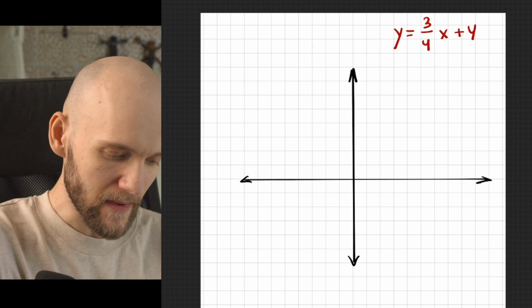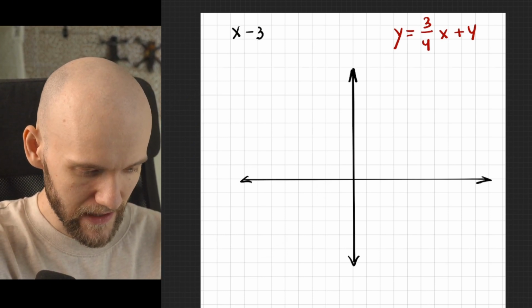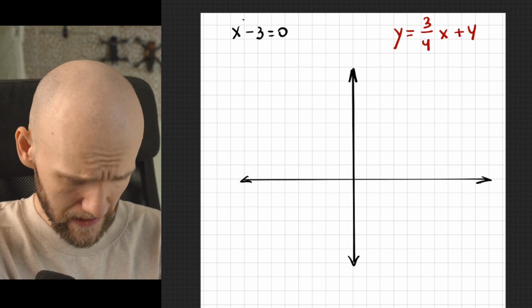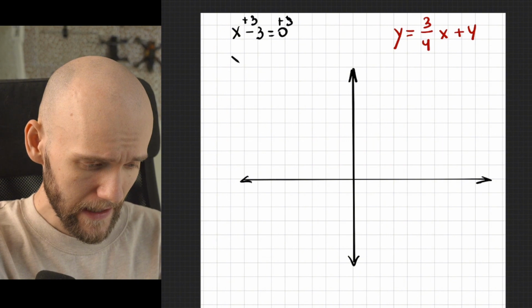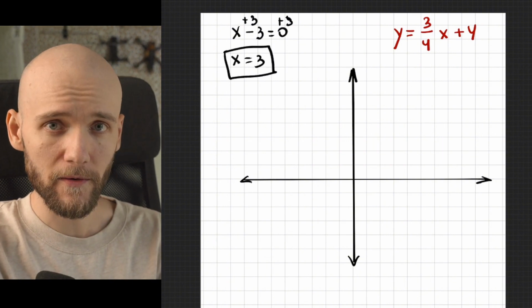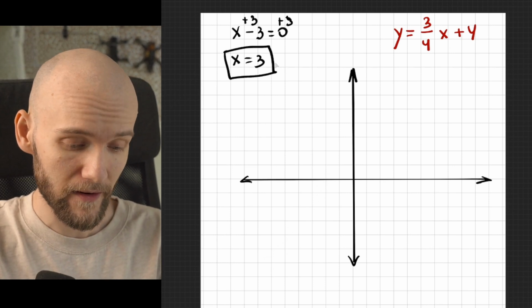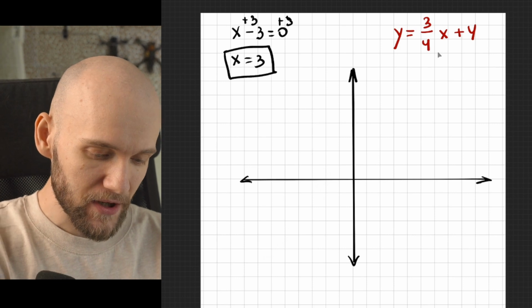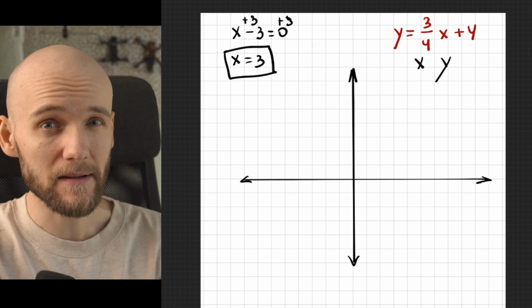Well, you're probably familiar with equations with one variable, like x minus 3 equals 0. It's easy to solve this equation. You just add 3 to both sides of your equation and you get x equals 3. This is the solution of your equation with one variable. Now it's easy because there's just one variable. In the case of linear equations, you actually have two variables, x and y. That's why it's a bit more complicated.